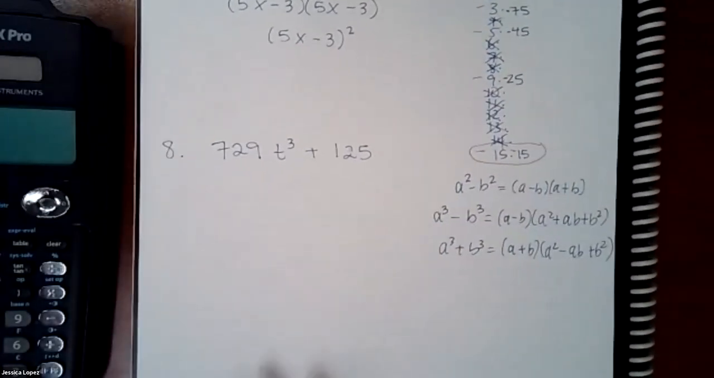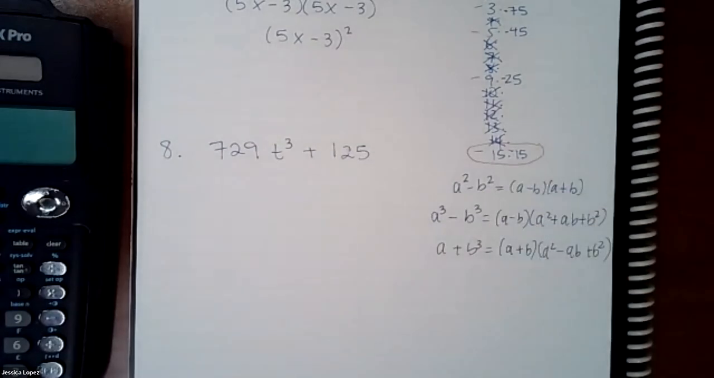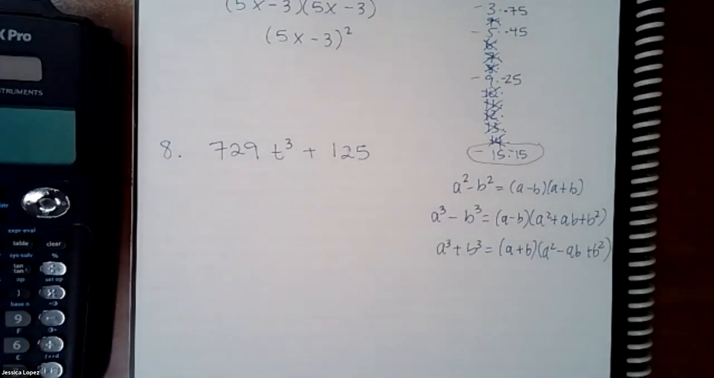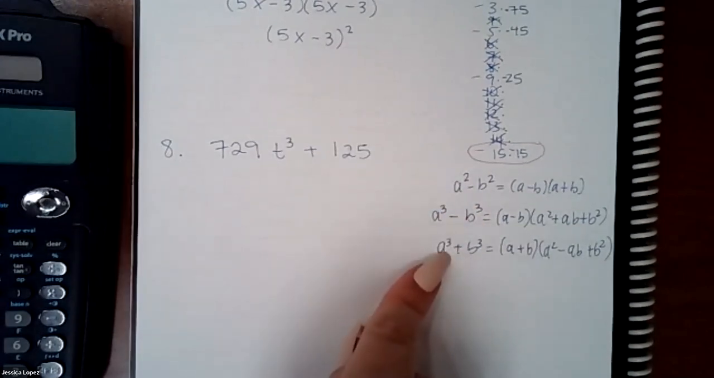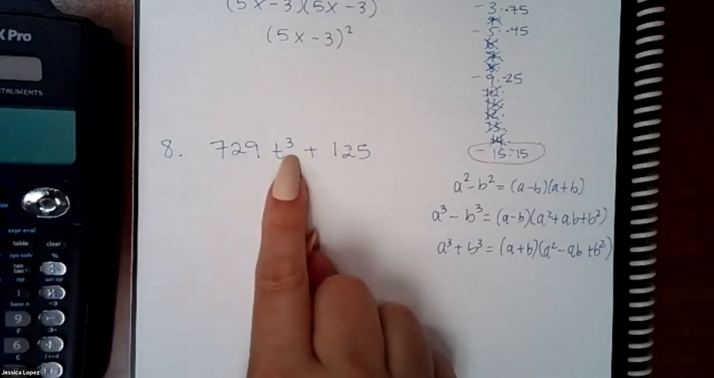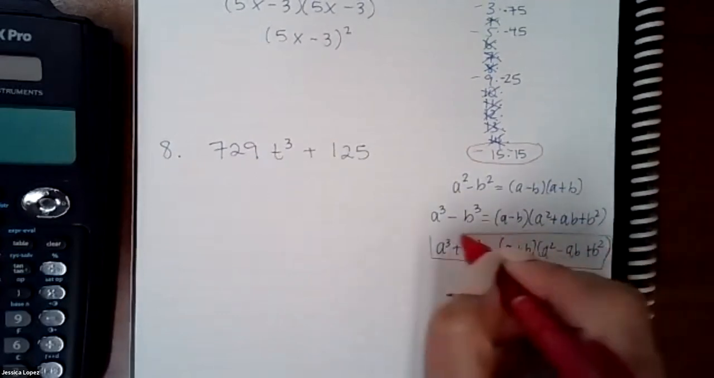Anybody want to guess? Or if you know the answer, share it. Which case do I have? Do I have a minus, first of all, or a plus in the middle? Plus. Mm-hmm. So out of all these three, it has to be the bottom one, right? But if it were a minus, the next question I would ask myself is, do I have squares or do I have cubes? And it's obviously that this one's a cube, right? So this is the formula that I need to apply.